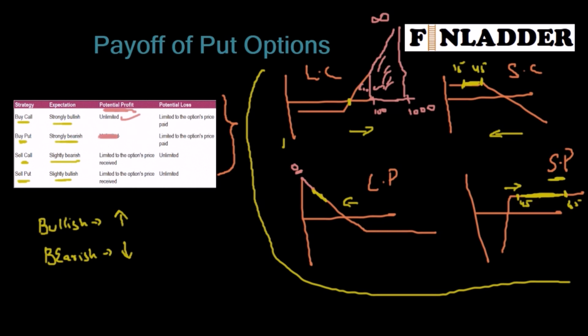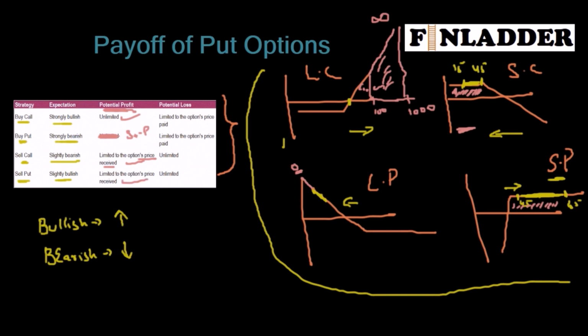Our profit will be the strike price minus the premium that we pay. In selling a call, our profit in shorting a call will be limited to the premium that we receive. So limited to the option price received, done, that is option price is the premium. And selling a put, again a limited profit of option premium, limited to the option price received, done.